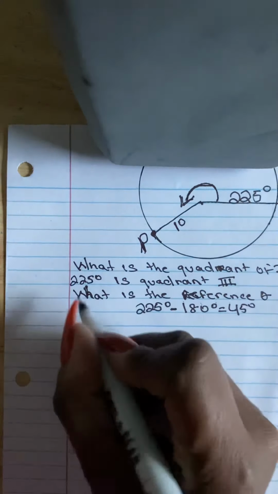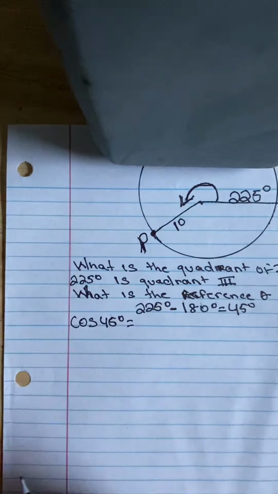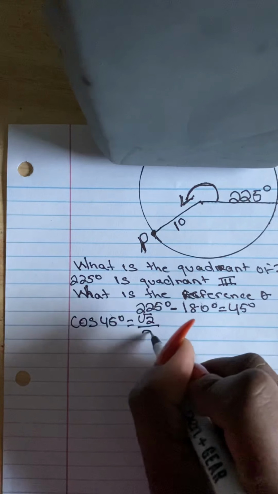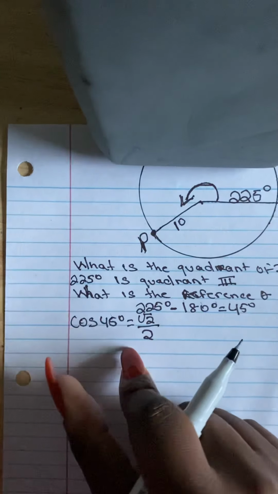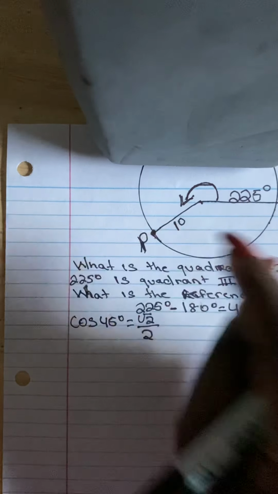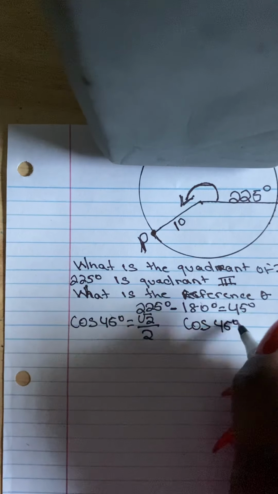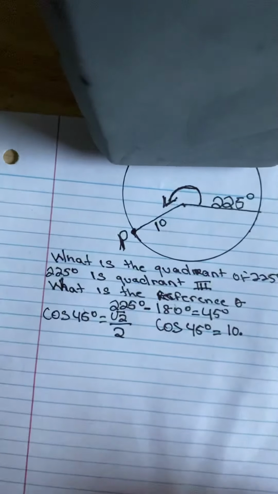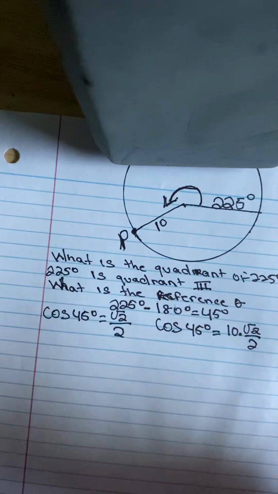So what is the cosine of 45 degrees? The cosine of 45 degrees happens to be square root of 2 over 2. But we are on a circumference, remember, so we haven't forgotten about 10. The cosine of 45 degrees is going to be 10 times square root of 2 over 2.